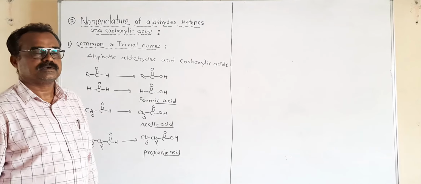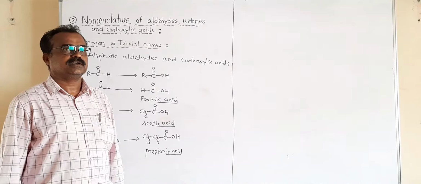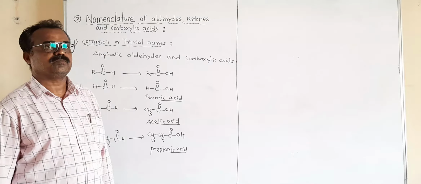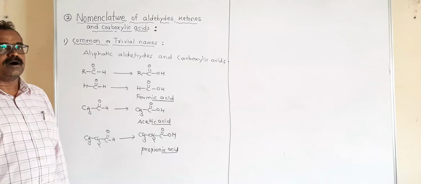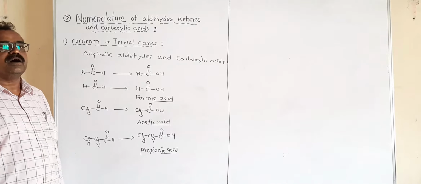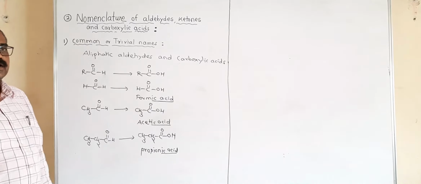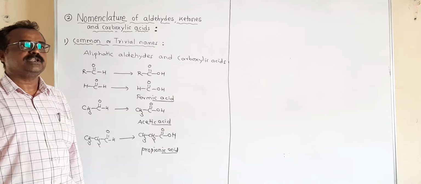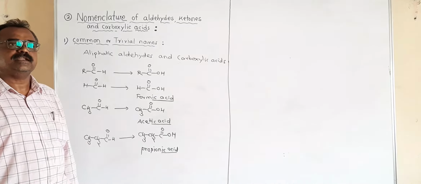Hello students, in the last lecture we learned the introduction of aldehydes, ketones and carboxylic acids. Today we are going to learn about the nomenclature of aldehydes, ketones and carboxylic acids. You know very well there are two types of nomenclature system: one is called the common name and the other IUPAC names.